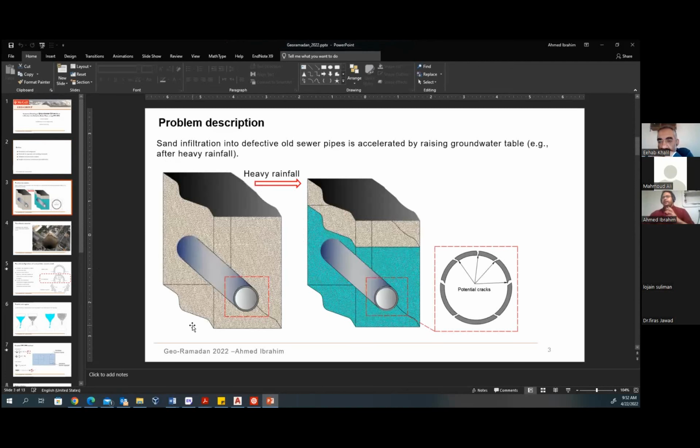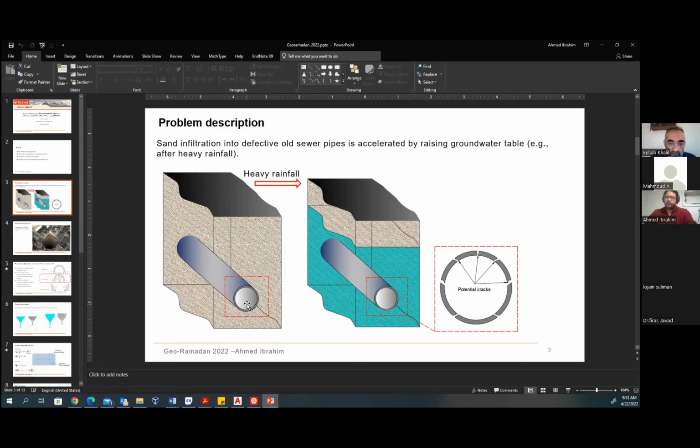So what we're looking at is a system. At the moment, we're only looking at granular soil. The system is a sewer pipe that is buried in sandy soil. As is the case with many pipes, especially with old infrastructure, the pipe can be cracked or broken at many places. And if these cracks are large enough, they can allow sand infiltration into the pipe. Now, the problem gets worse with the existence of a groundwater table above the pipe, because now we don't only have sand going into the pipe, we have sand and water both flowing into the pipe.